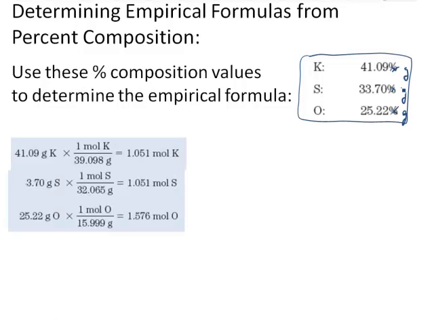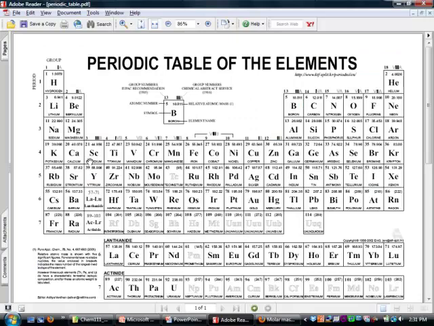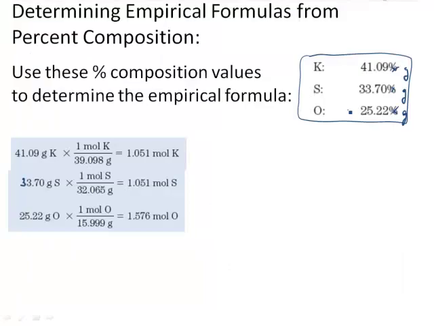And you do that here. I'm not going to go through it and belabor it because you did a bunch of that. 41.09 grams times 1 mole over 39.098 is the molar mass for potassium. Let's go look at that. That's where that comes from there. And you do the same thing for sulfur and for oxygen. So you convert those into moles. So you have the moles for each of those elements. And then here's the key.